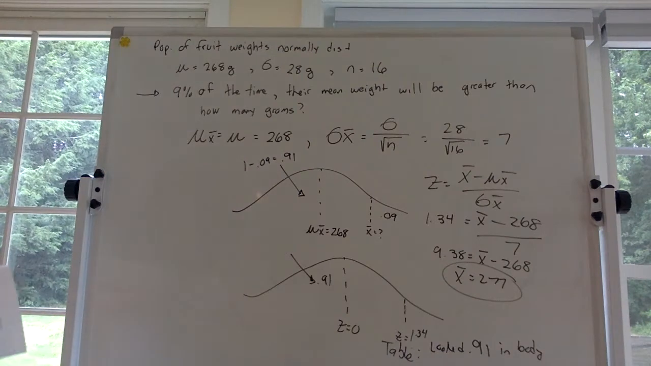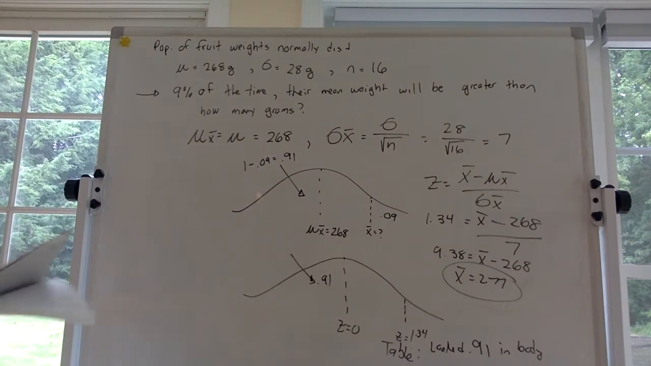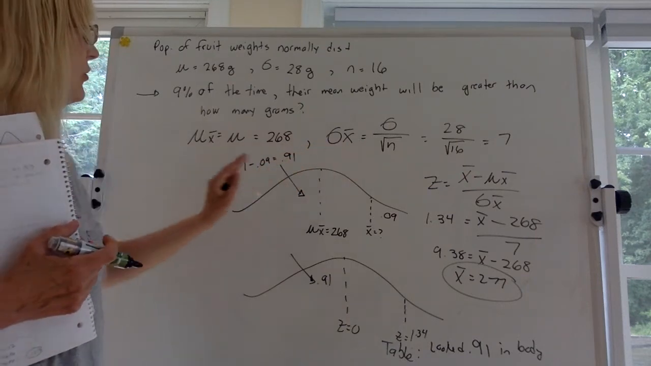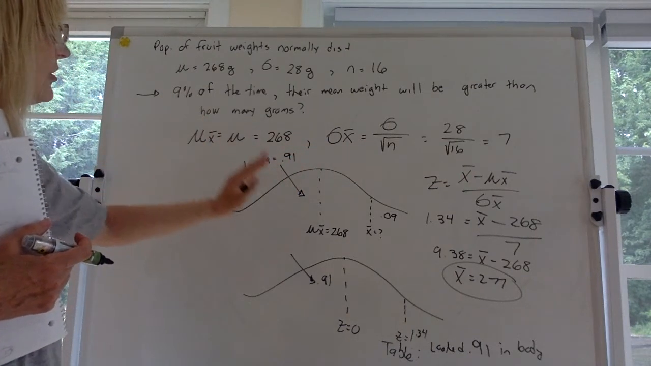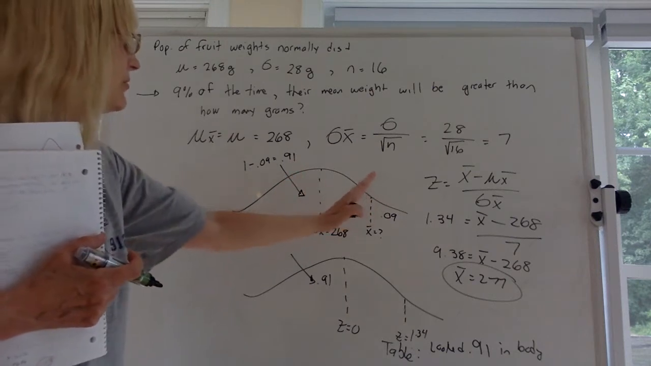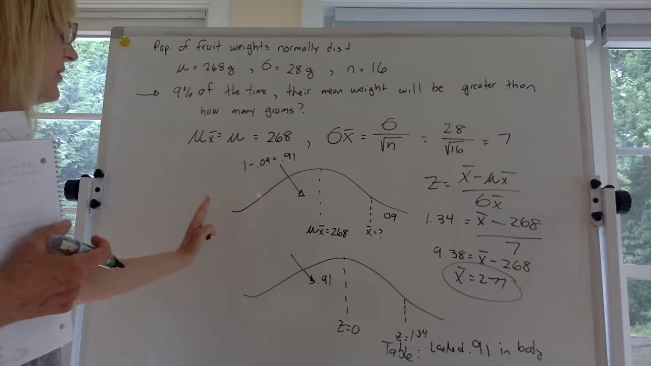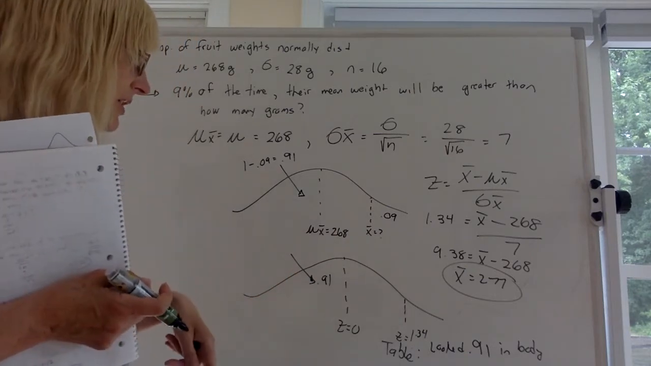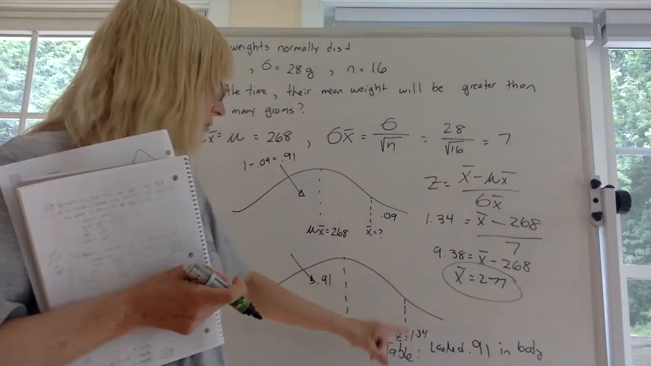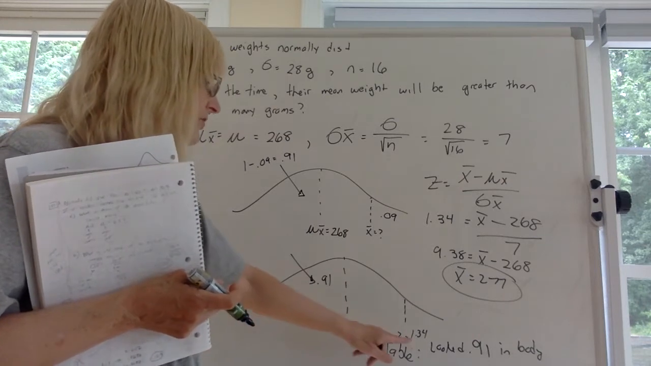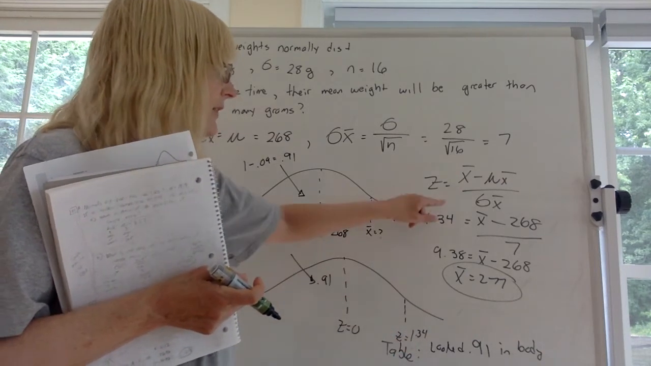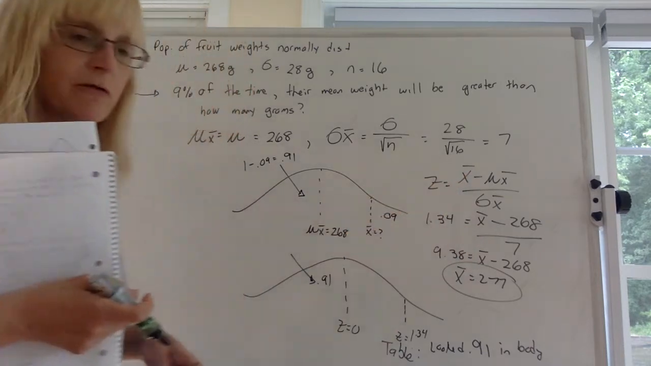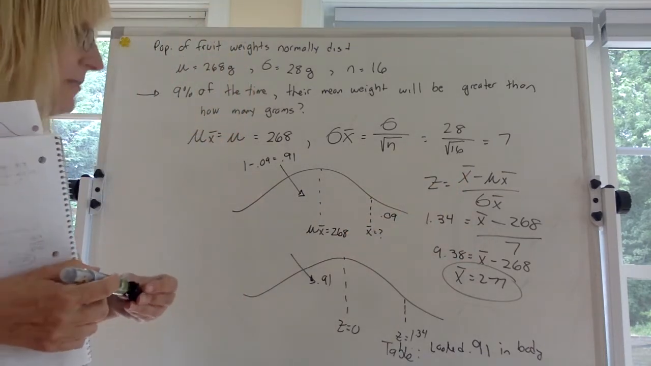Okay, so there were quite a few steps. First of all, you had to figure out what your mu x bar and your sigma x bar were. You had to figure out what the percentage meant, that 9% were greater, so 91% were less. And we figured out that we can find a z that corresponds to that from our table. So we found the z that corresponded to 0.91 less. It was 1.34. And once we have the z, we had to convert it to an x bar by using the z formula. So there's a lot of steps to that.